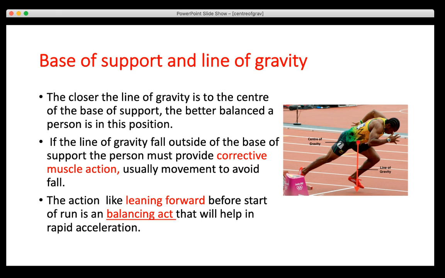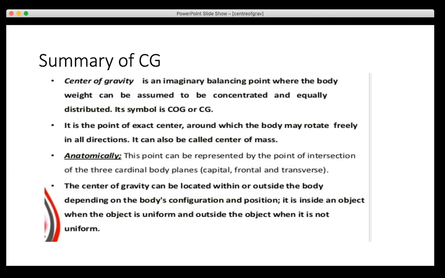So to make faster movements, he then uses corrective muscle actions. So what is the corrective muscle action in this sprinter? Leaning forward. And what was it in baseball? He is leaning towards the right side and making some arm movements. So actions like leaning forward or a balancing act will help you to accelerate rapidly as well as allow you to be stable. I think it is clear now. So the next slide will summarize these broad aspects of center of gravity, and then we'll move towards how we measure them.